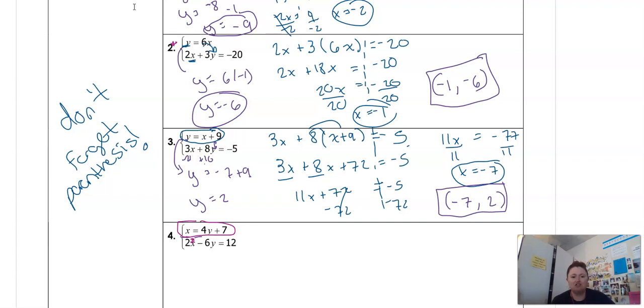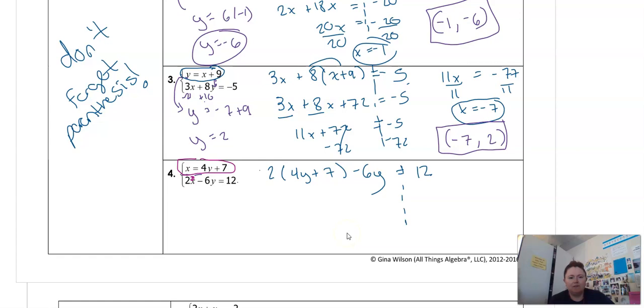Hopefully you've had a chance to try that one. So what you should do is start by writing the second equation, 2x, but then instead of x, you're going to put parentheses 4y plus 7, minus 6y. Don't forget to finish writing this equation before you put equals 12. Okay, so now I have an equation to solve. I'm going to start by distributing. So that's going to be 8y plus 14 minus 6y equals 12.